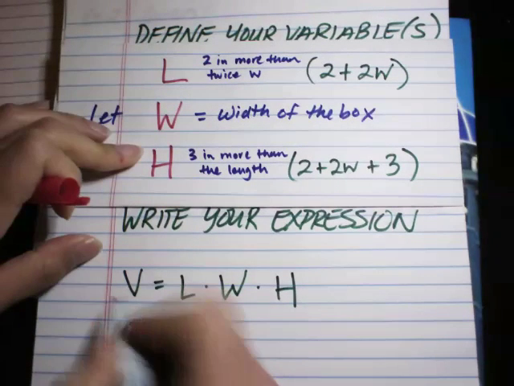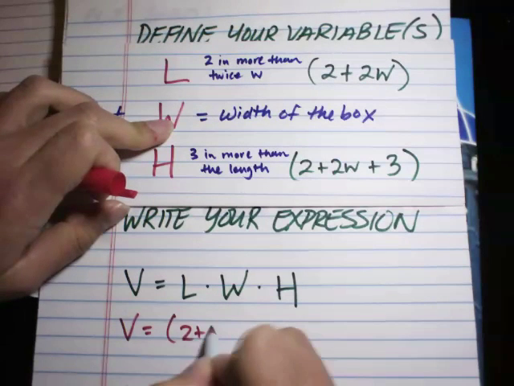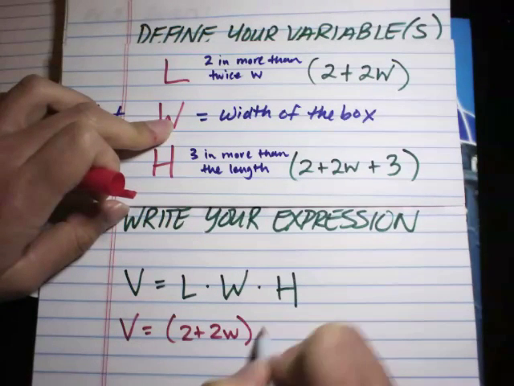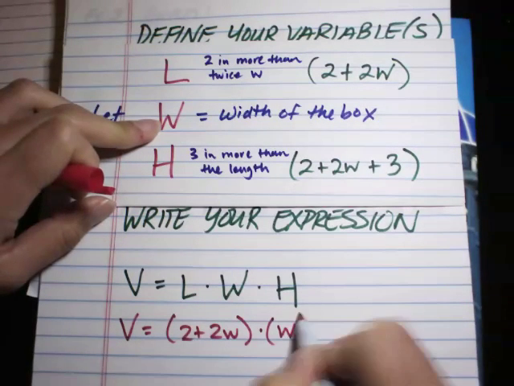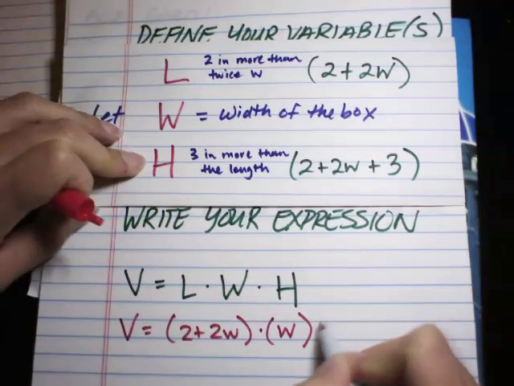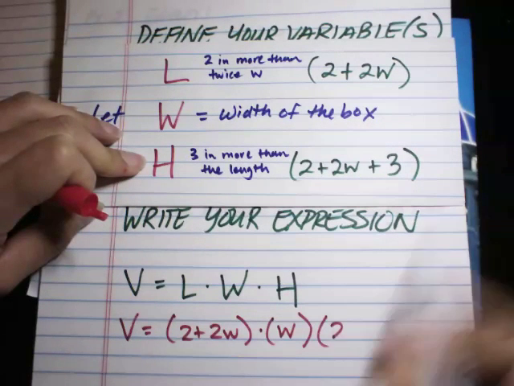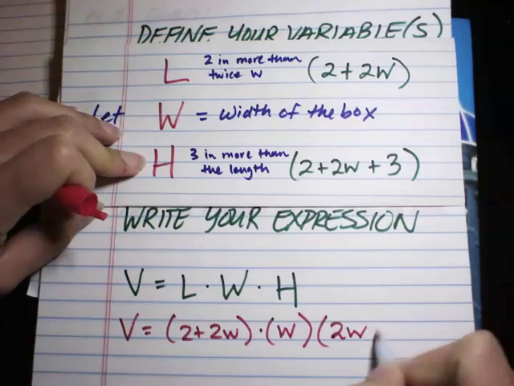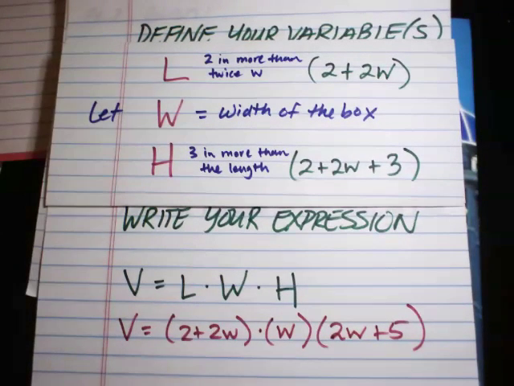So volume equals our length, which is 2 plus 2w, times our width, which is represented by w, times the height, which is 2 plus 3. I can combine that, so I'll put 2w plus 5. Now it's just a matter of multiplying all of these polynomials together. Let's make sure you see that.